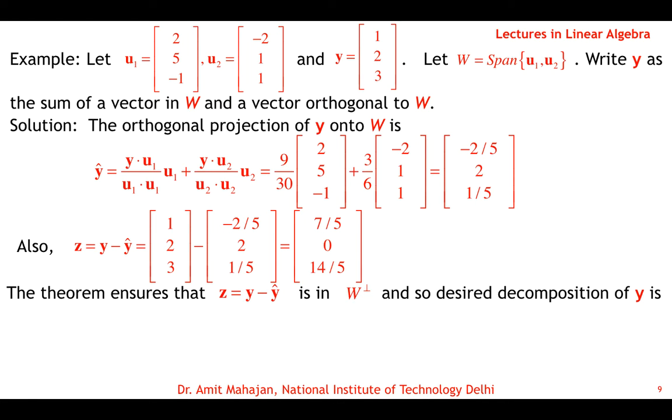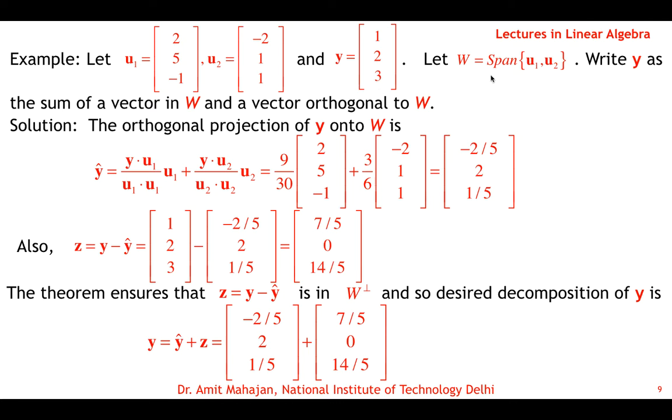So this was another result. And so, the decomposition of y as a sum of two vectors: we can write this vector y, (1, 2, 3), as the sum of y cap plus z, one in the W space as a projection, and the other in the perpendicular direction.